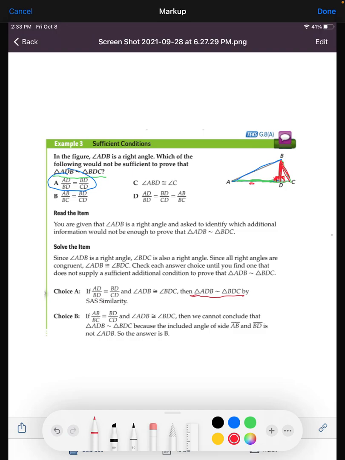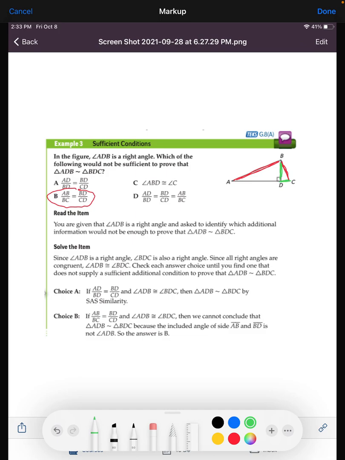Now let's see, what if we only knew that, I'm going to clear some of these drawings out here. Let's say we only knew that AB over BC equals BD over CD. So AB is this one over BC is equal to BD over CD.